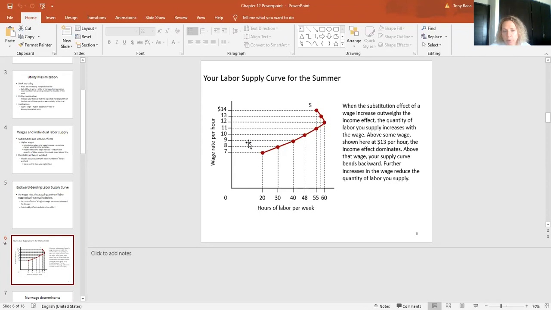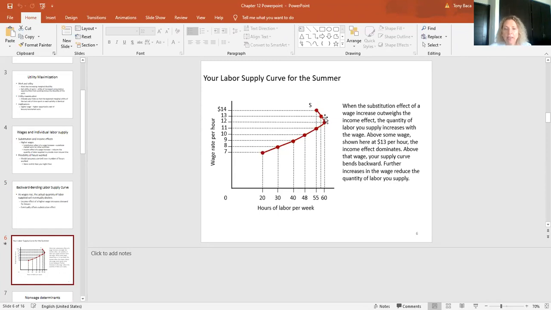So as this particular person gets increases of $1 per hour, they're willing to give more and more hours to the market. That's the substitution effect of a wage increase. And then you can see they hit that $12 an hour, and it creates a point of pivot. That's the magic number in their head, right? For whatever reason, it doesn't matter.